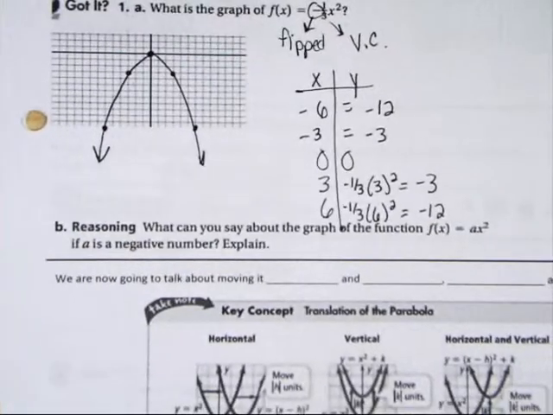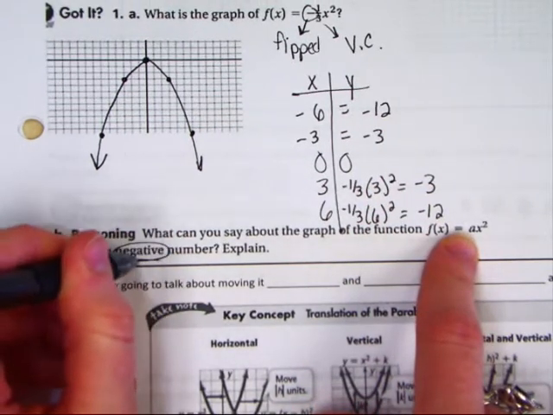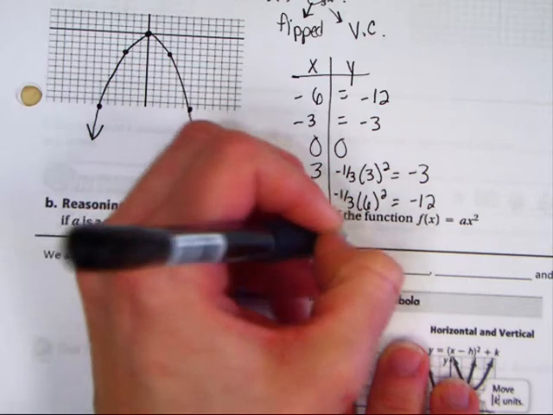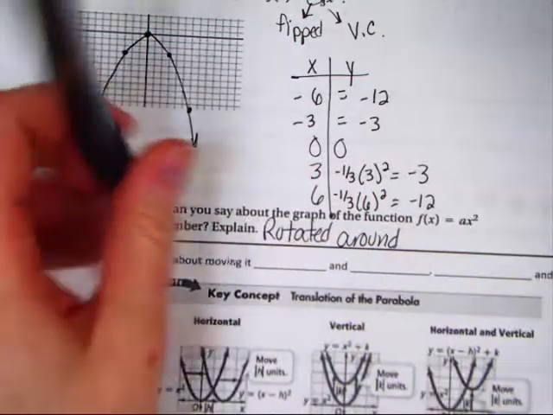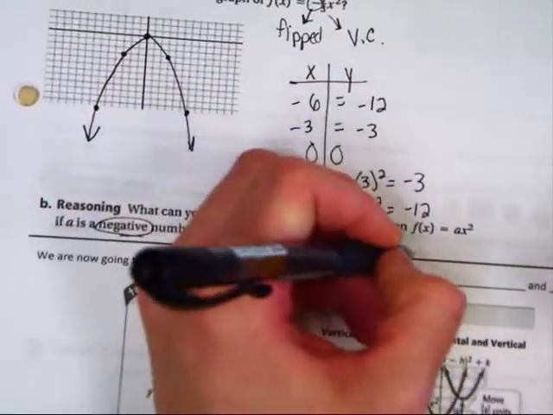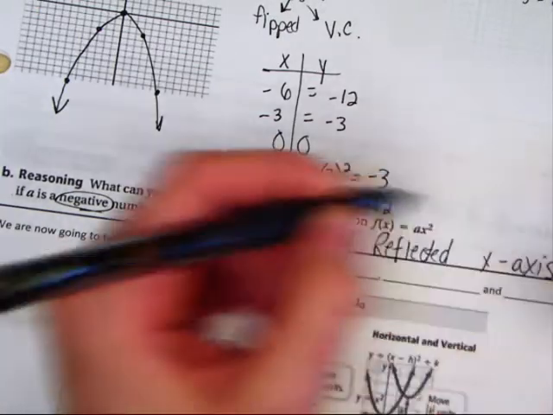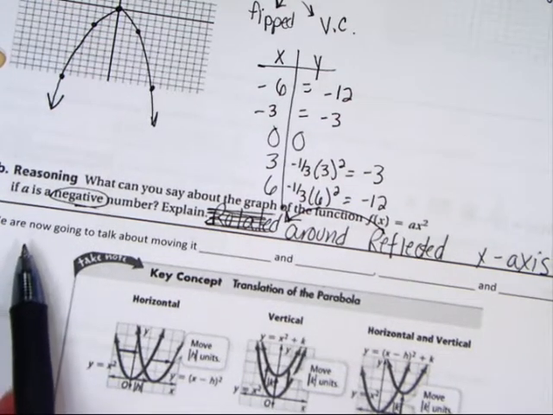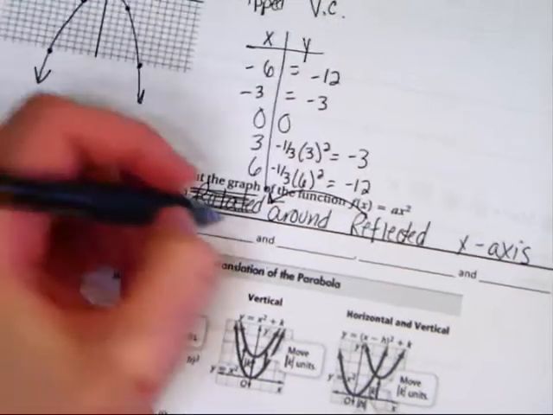Part B. What can you say about the graph f of x equals a times x squared if a is negative? What you can say about that is that it has been reflected around the x-axis. Okay, reflected around your x-axis. We are now going to move on, and we are going to talk about moving it left and right and up and down.